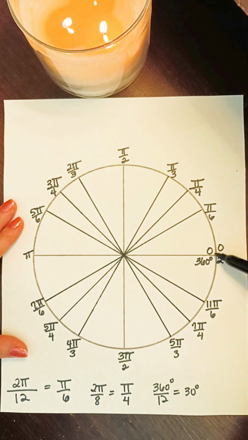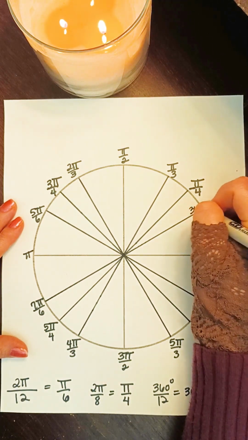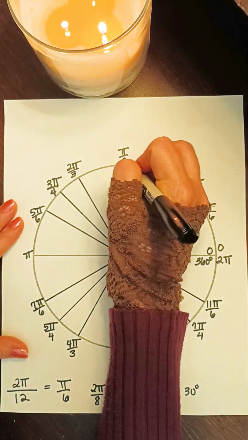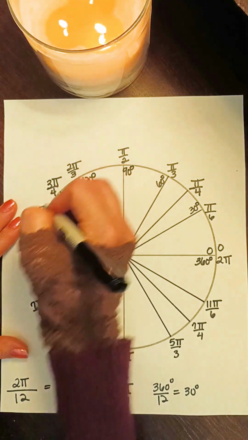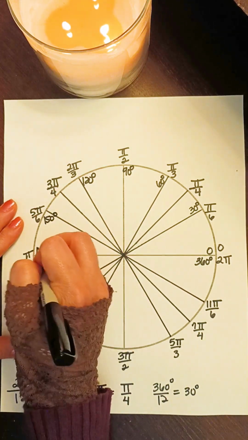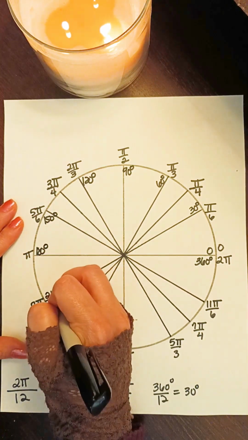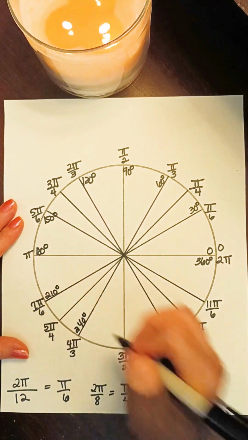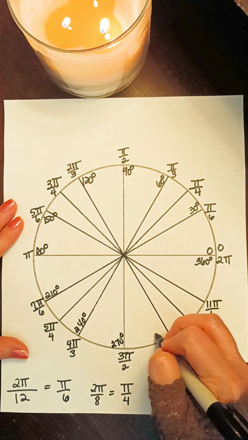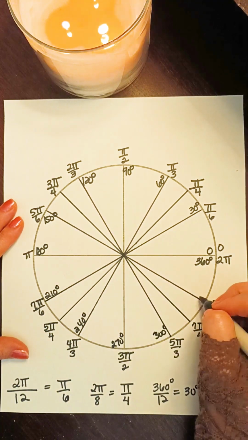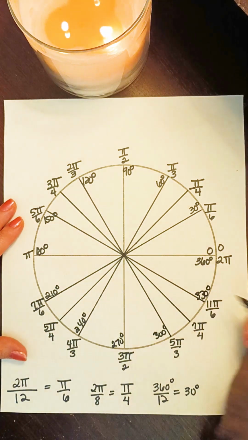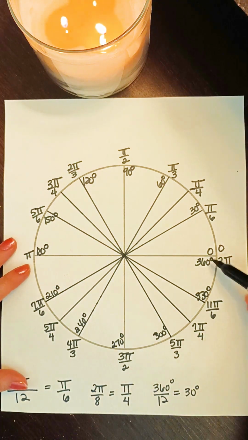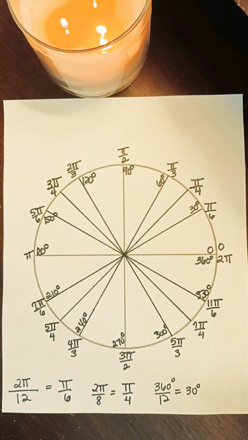So let's count that out. From 0 to here is 30 degrees. And then here to here is 60. Plus another 30 is 90. Plus another 30 is 120. Another 30 is 150. Plus another 30 is 180. Plus another 30 is 210. Plus another 30 is 240. Plus another 30 is 270. Plus another 30 is 300. Plus another 30. Plus another 30 is 360.